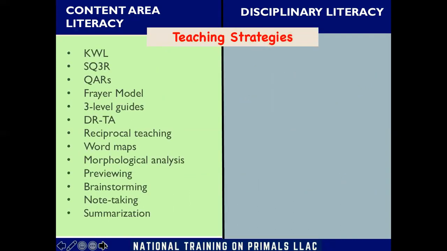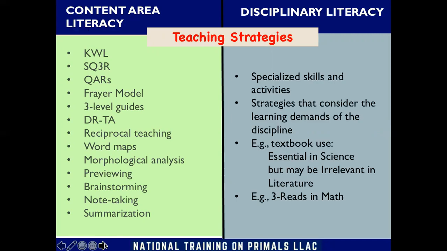Here is a list of teaching strategies that are taught in CAL. They can be used with any texts across all subject areas. Strategies in DL are aligned with the learning demands and purposes of the discipline. For example, the use of textbooks may be essential in science, but may be irrelevant in literature. The three-read strategy is unique to mathematics.